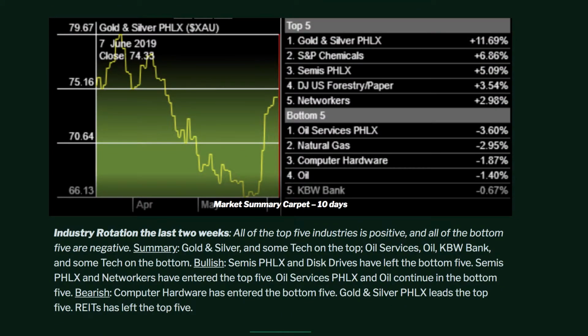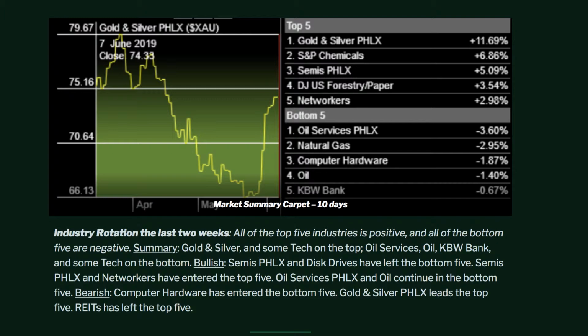Industry rotation the last 2 weeks. All of the top 5 industries are positive, and all of the bottom 5 are negative. Summary: gold and silver and some tech on the top. Oil services, oil, KBW Bank, and some tech on the bottom.